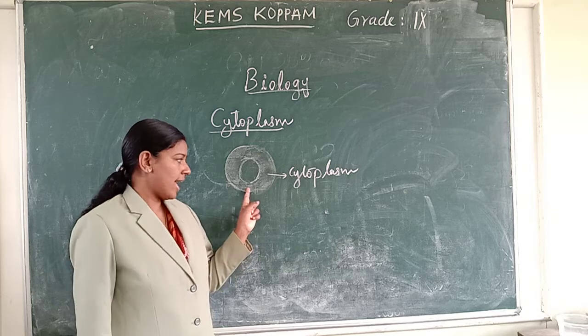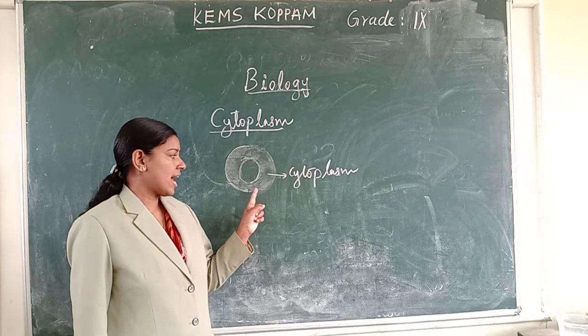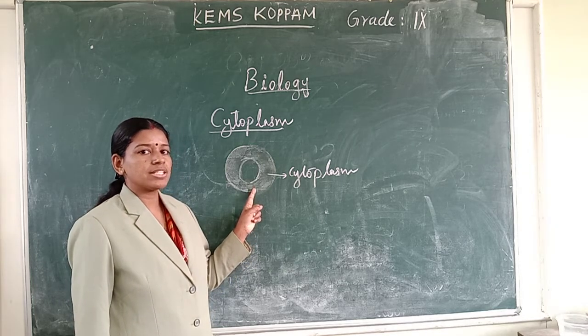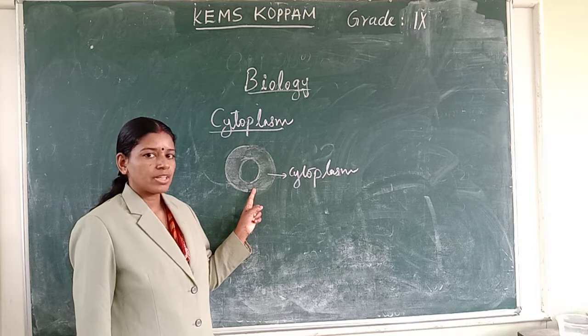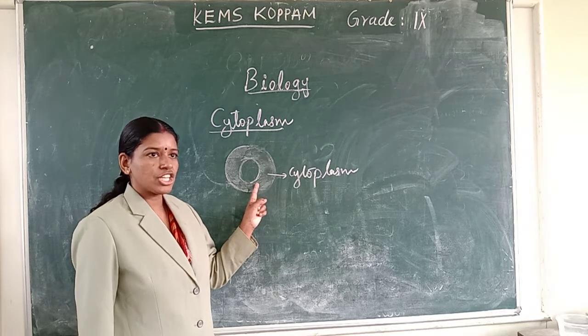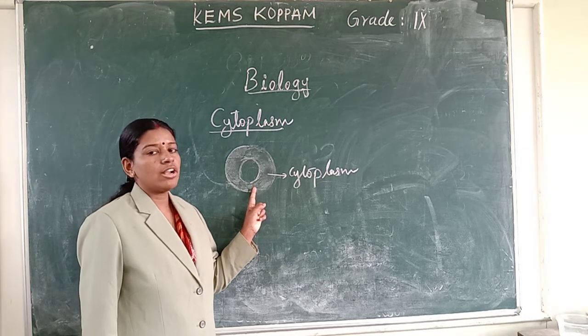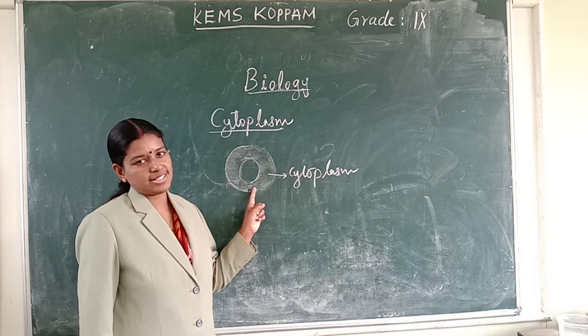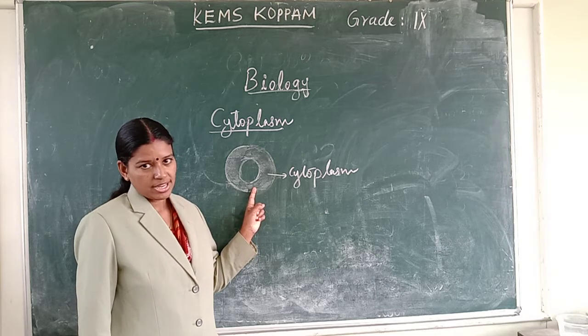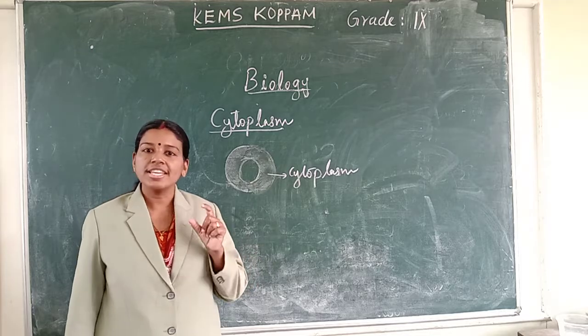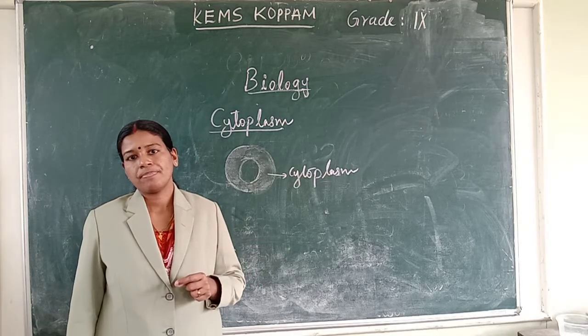So cytoplasm, inside the plasma membrane, the fluid part is called cytoplasm. It contains some structures which are membrane bound. They are called cell organelles. Now we are going to study about these cell organelles.